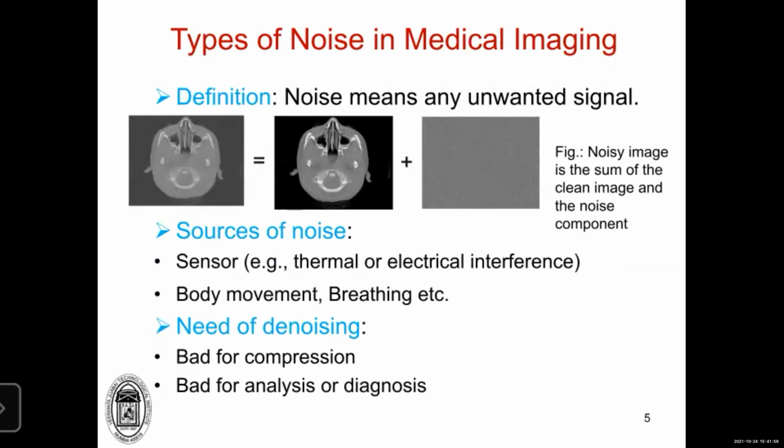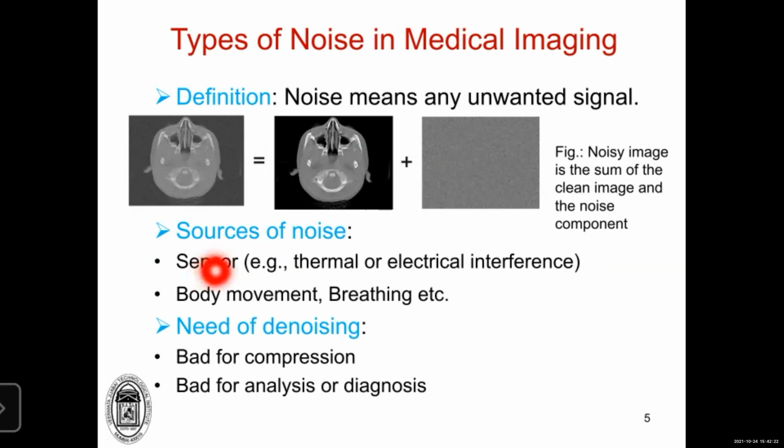Types of noise in medical imaging. These two images are there. This is a clear image. Noise is getting added in this one, and due to this, we get a corrupted image. This noise is an unwanted signal.